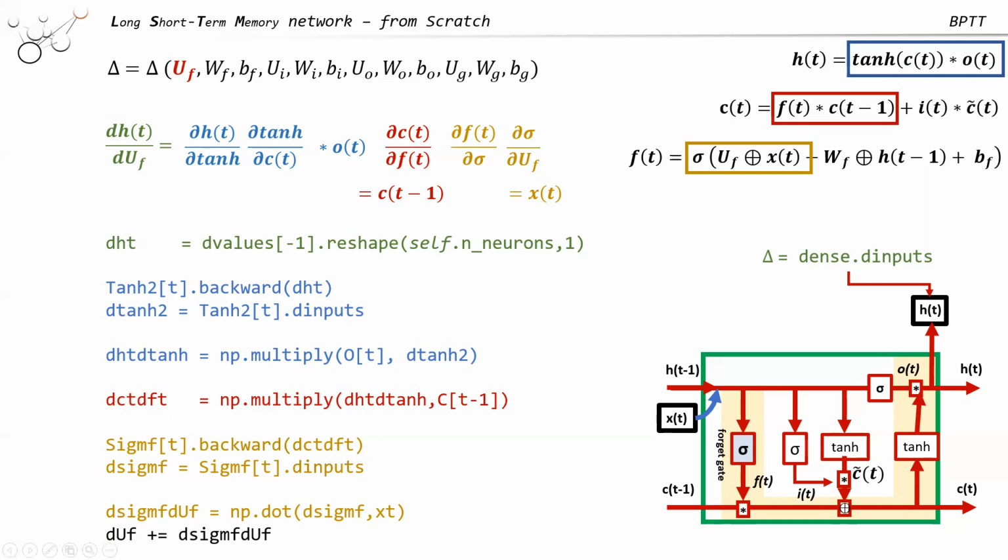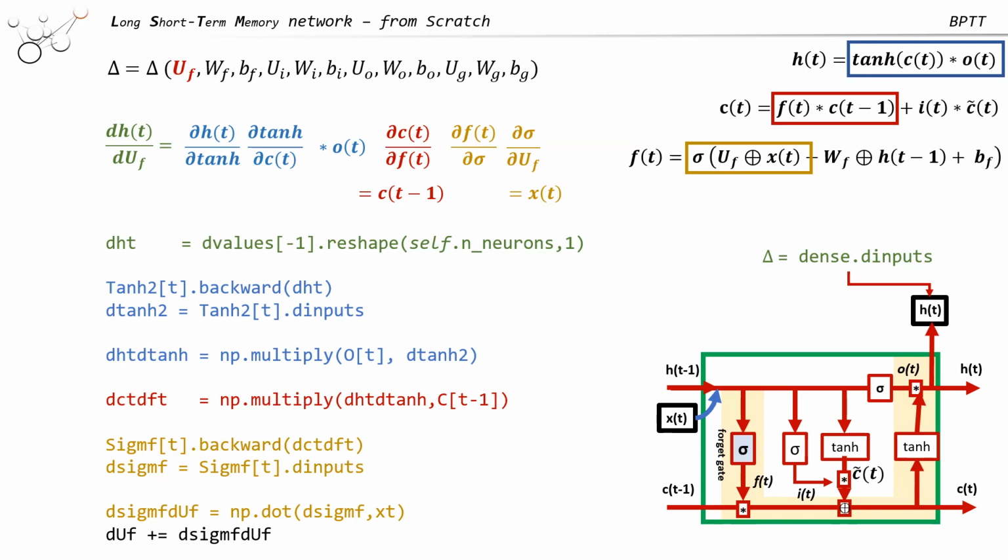Why is it plus? Because we have one cell that still gets the information from all the time points. So whatever the feedback is, all the time points contribute to the change of UF. It can be positive for some time points, it can be negative for some time points, but overall it just adds all those values up. So that is the backpropagation for UF.